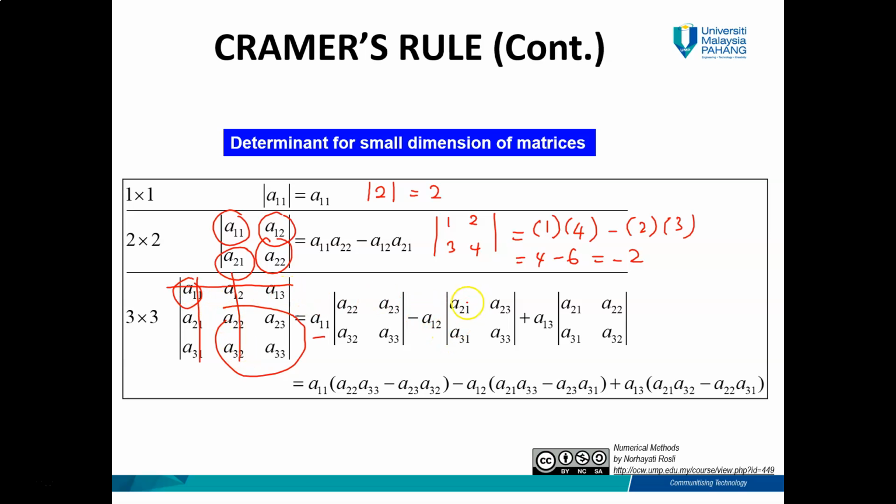We have A12, and then we take the determinant of A21, A31, A23, A33. Then we add the next one: we close the last row and the last column and the first row, and you will have A13, so plus A13, and then you need to find the determinant of A21, A22, A31, A32. You can apply the 2 by 2 rule to find this determinant. When you expand it, you get this formula for 3 by 3 matrices.